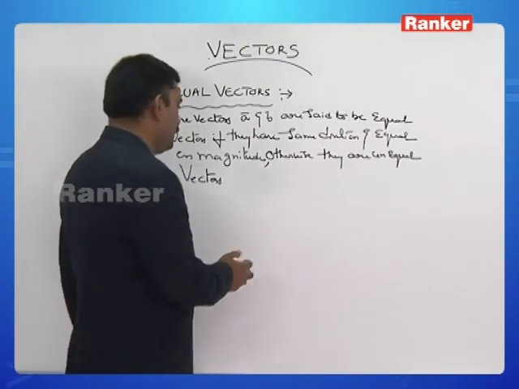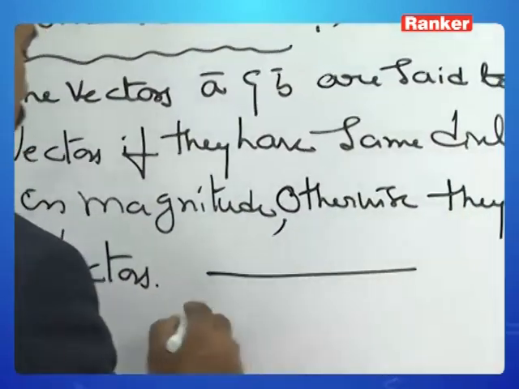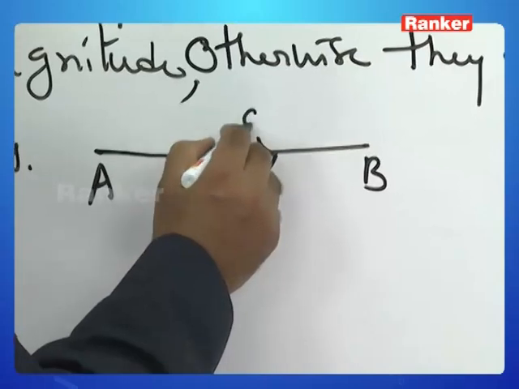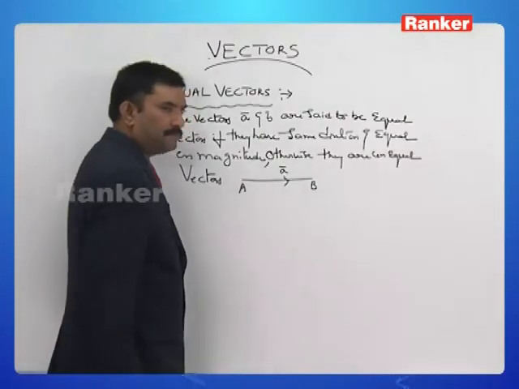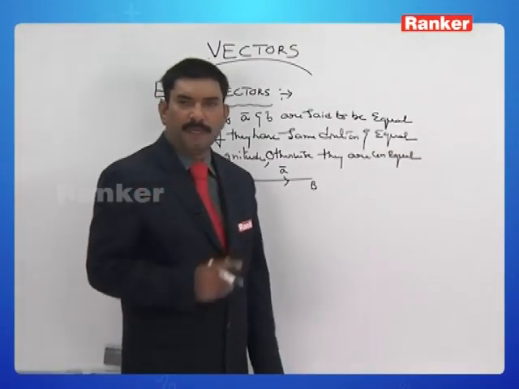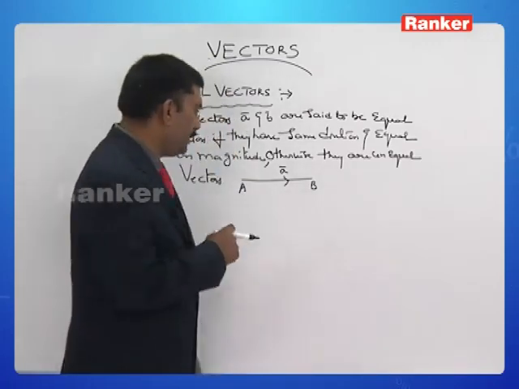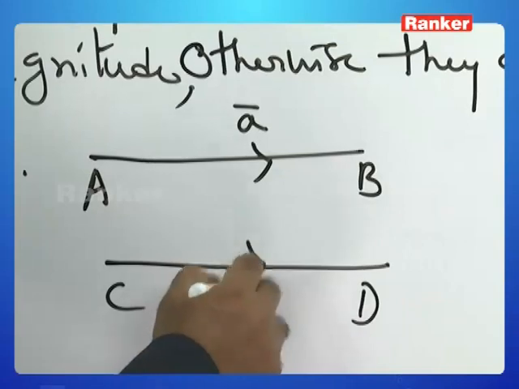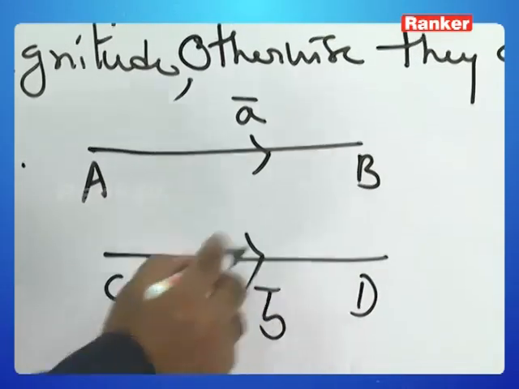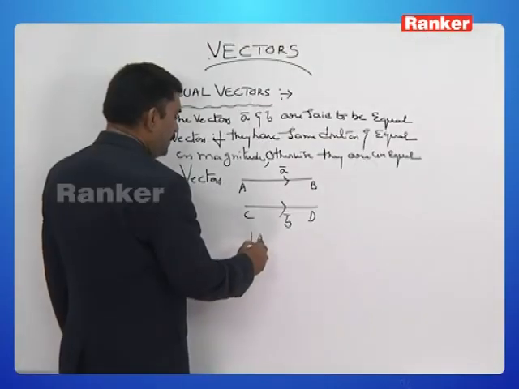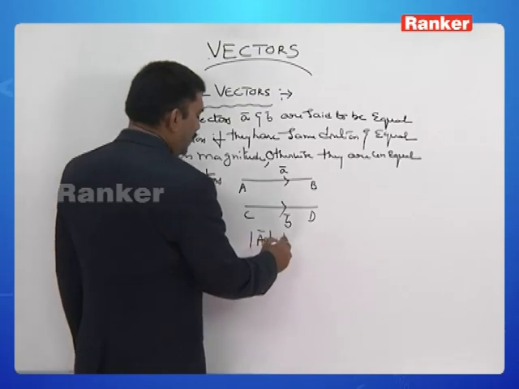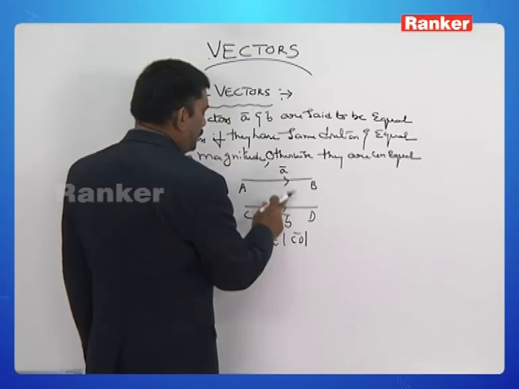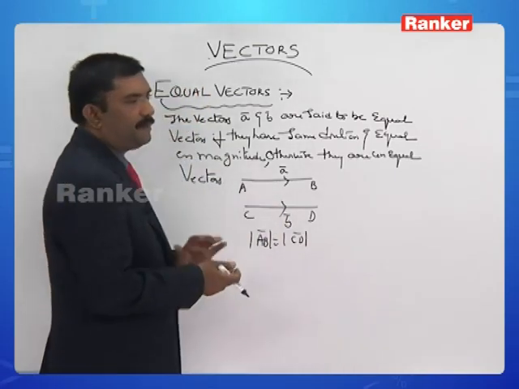I told two vectors, what they are, A bar and B bar. Let us say this is A bar, and this is B bar. Now I can say that's CD. Yes, this is B bar. Modulus of AB bar is equal to modulus of CD bar. And the directions of A bar and B bar are what? Same.